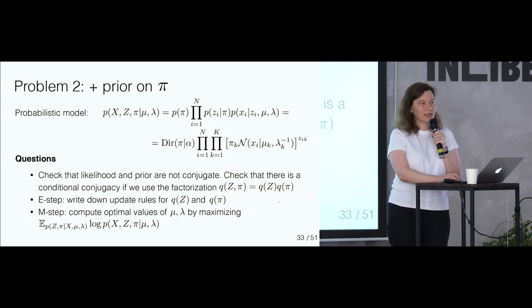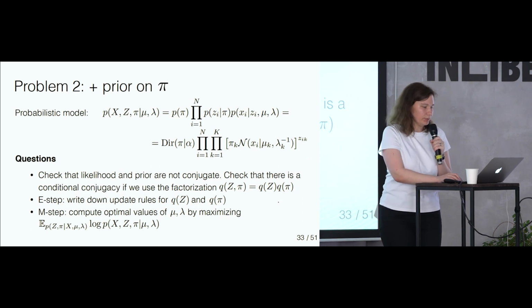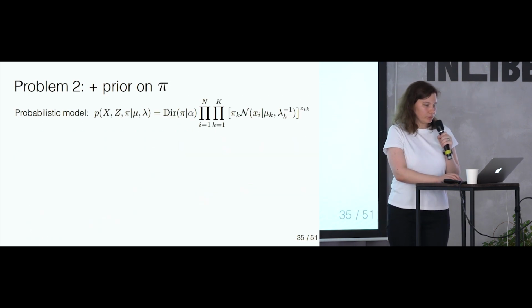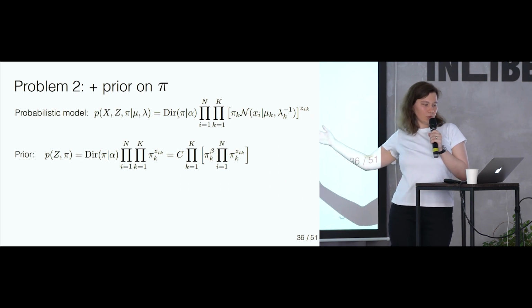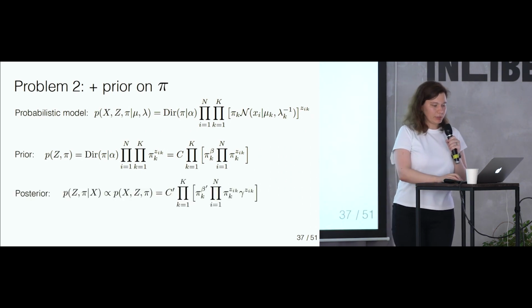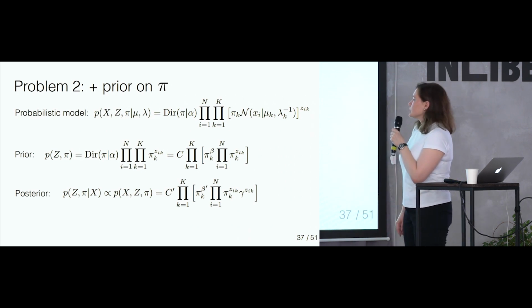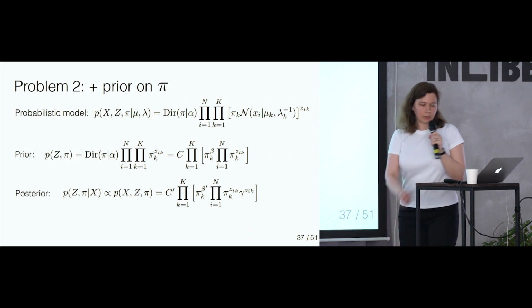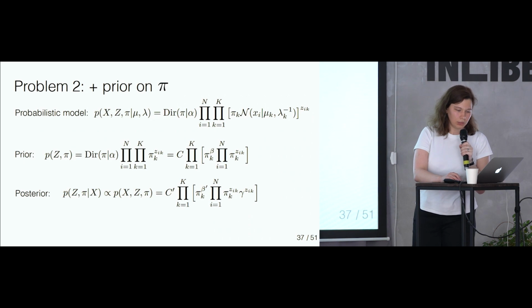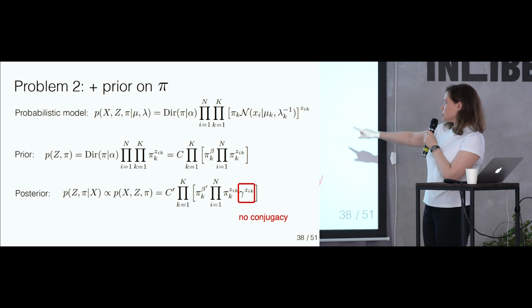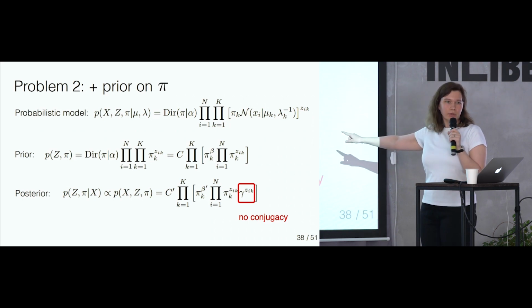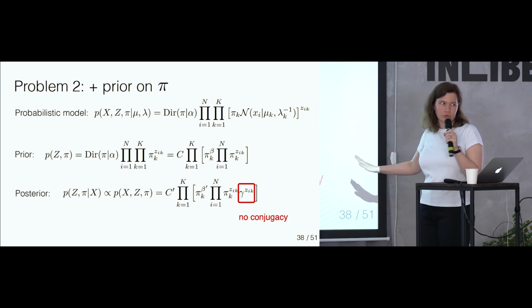If you want, we can discuss the first part together right now, not later. So we do the same thing. We have our probabilistic model, and we write down the prior and posterior. And we can see here that we have this term, some constant to the power of z. We have it in the posterior, but we don't have it in the prior. Therefore, we don't have conjugacy here.